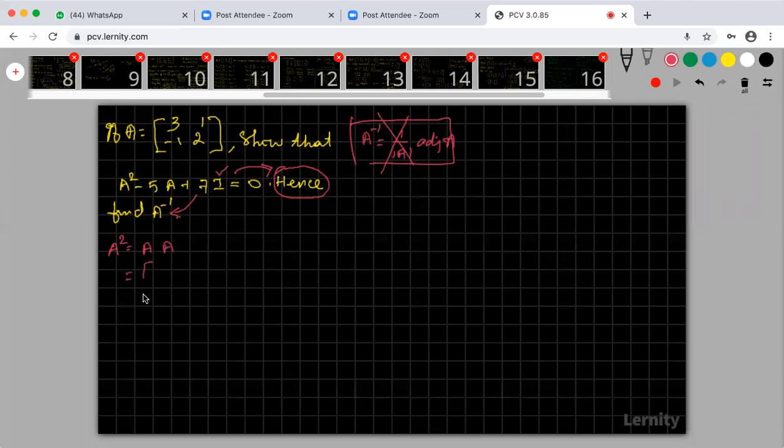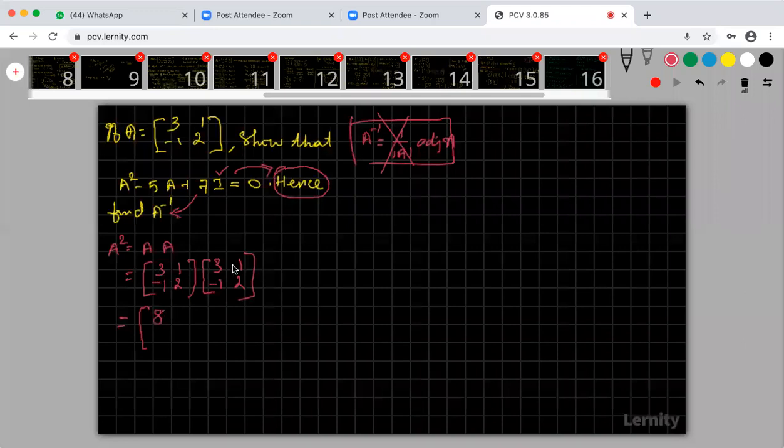What is A? A is 3, 1, minus 1, 2. Here also 3, 1, minus 1, 2. Multiply. So what is the answer? First row, first column first. Row by column multiplication: 3 into 3, 9. 1 into minus 1, that is minus 1. 9 minus 1, it is 8.